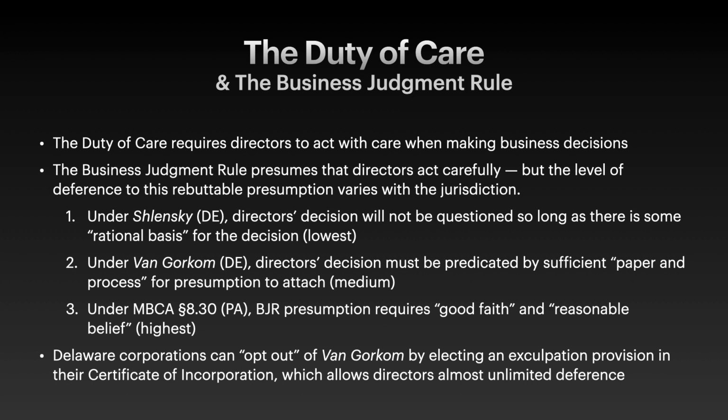And notably, in Delaware, corporations can actually opt out of the Van Gorkom middle stage by electing what's called an exculpation provision in their certificate of incorporation, which allows directors almost unlimited deference and basically puts the corporation back into the state of affairs that would have existed under Shlensky before Van Gorkom.